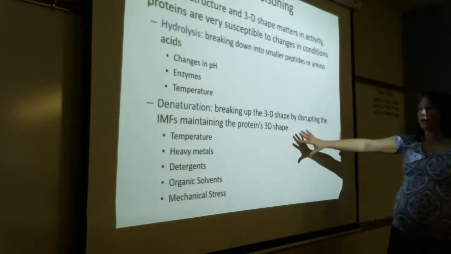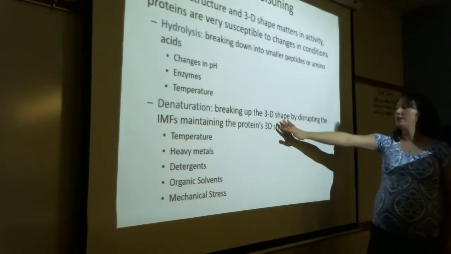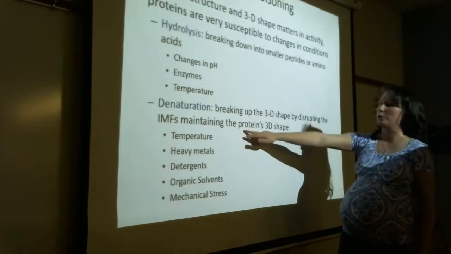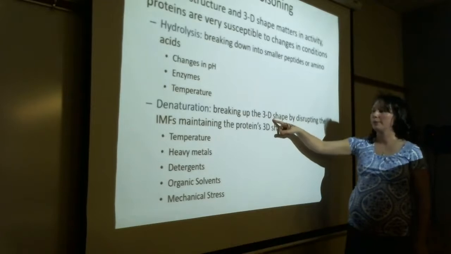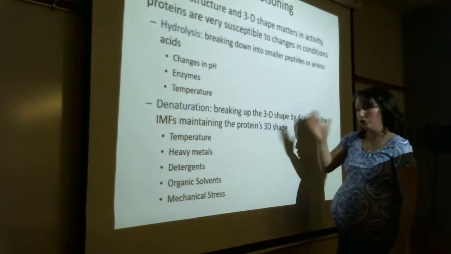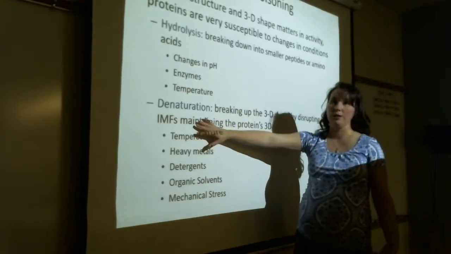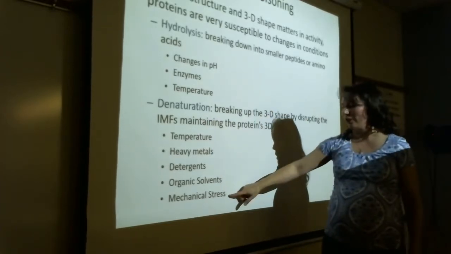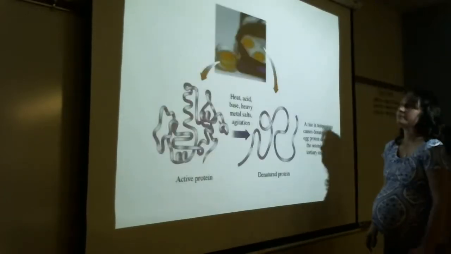Denaturing is when you don't actually chop it up, but you break apart the 3D shape. What's holding that 3D shape? The IMFs, right? Intermolecular forces between the R groups give the protein its tertiary structure, its quaternary structure. And so if you mess that up, you're not actually chopping it up, but you are disturbing those IMFs, which would cause it to fall apart, right? So temperature, metals, detergents, solvents. Mechanical stress, that's like beating an egg. That's what mechanical stress means.